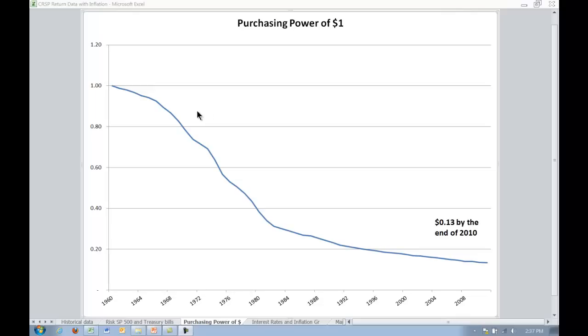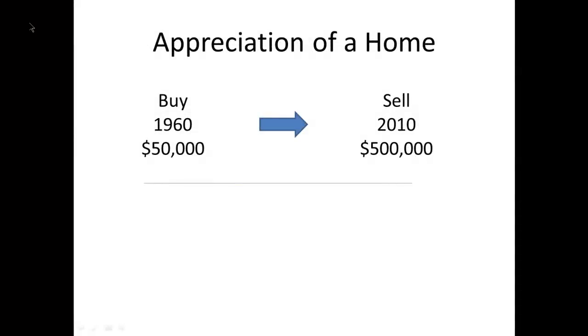experience of someone who may have bought a home in 1960 and sold it in 2010. So let's consider an example of someone who bought a home a long time ago in 1960 and paid $50,000. And they sold that home in 2010 for $500,000. Sounds like a terrific investment. You've made 10 times on your money, though it's been a long period of time.